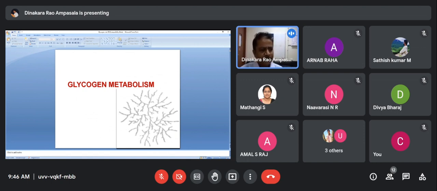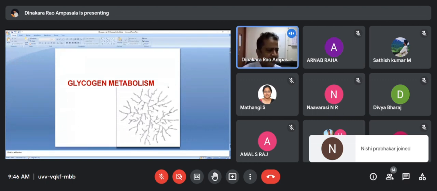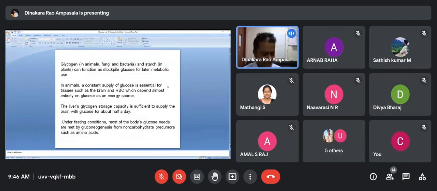Okay, I'm going to talk about how they form a branched structure, and what is the advantage when glycogen, a polymer, has branches in its structure. We are going to see that here. Okay, so glycogen is a polymer of sugar, particularly glucose.